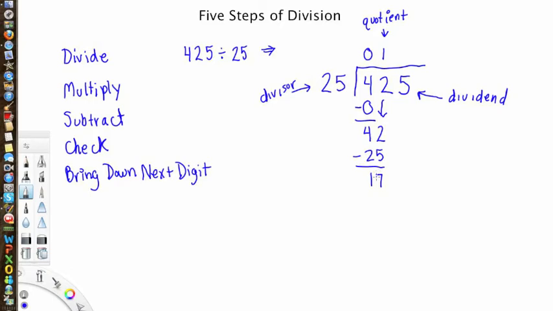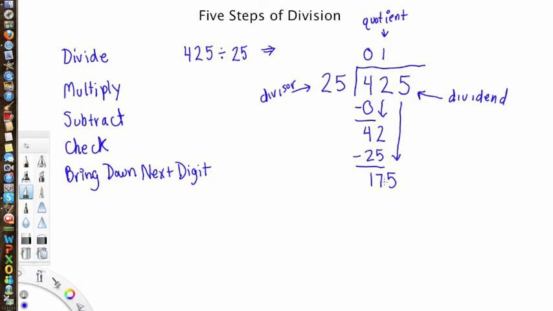And by the way, if your remainder is ever larger than your divisor, that means that this number up here could have been larger. That 25 could have factored into your number more times. So let's continue. After we check, we bring down the next digit, which is 5. Okay, and then we start all over again.